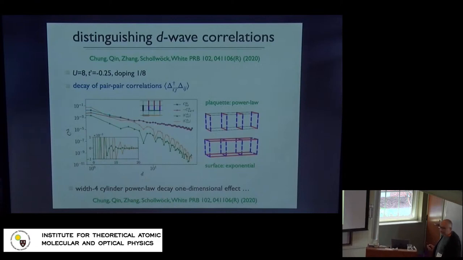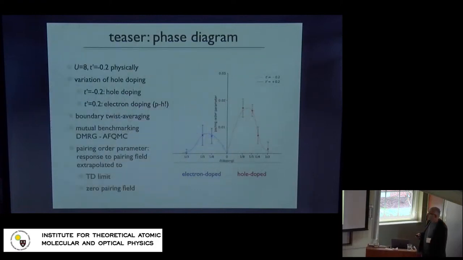So this is power law, but this is for these slices here. If you look at the correlations which you require for the kind of d-wave that sits on the surface of the cylinder, the 2D one, that goes down exponentially, unfortunately. So this power law decay is essentially a one-dimensional effect. So now let's turn to the new results.